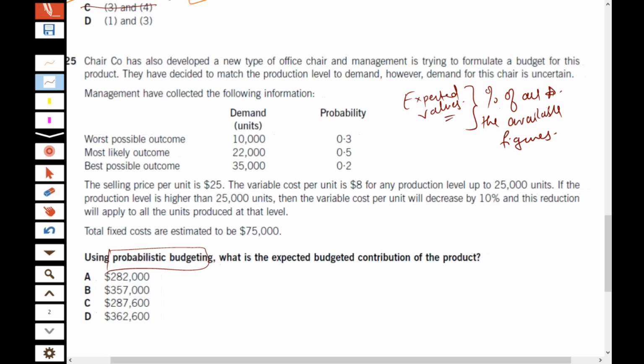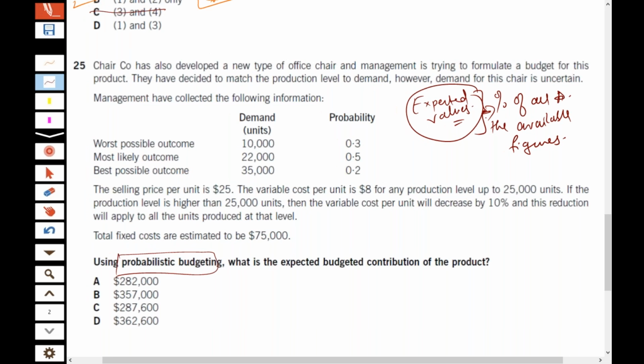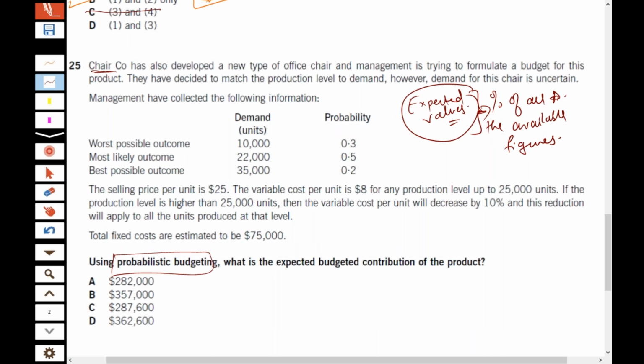Now, students, just read this. Expected values is basically the percentage of all the available figures. Just read this question, then I will be explaining with the solution. This would be the last question for today's class.